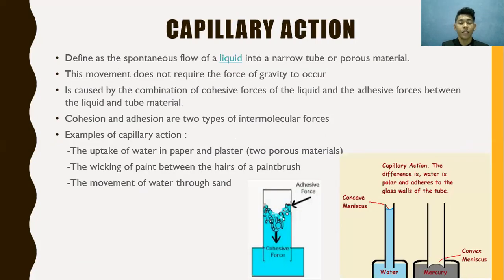Next is capillary action. Capillary action can be defined as the spontaneous flow of a fluid into a narrow tube or porous material. This movement does not require the force of gravity to occur. It is caused by the combination of cohesive force of the liquid and the adhesive force between the liquid and the tube material. Cohesion and adhesion are two types of intermolecular force. There are three examples of capillary action. The first one is the uptake of water in paper and plaster. The second one is the wicking of paint between the heads of a paintbrush. And lastly, the movement of water through sand.